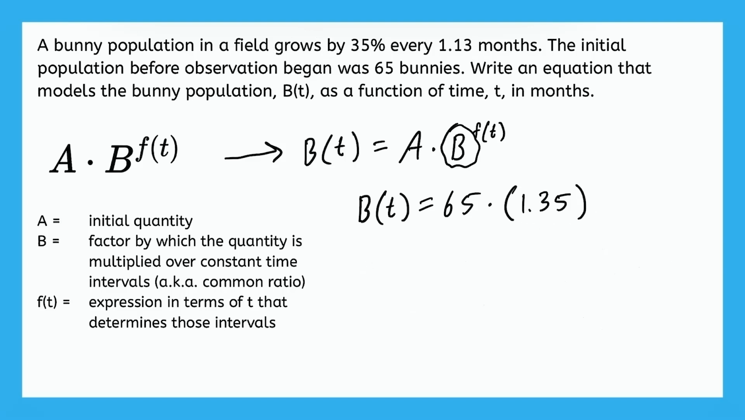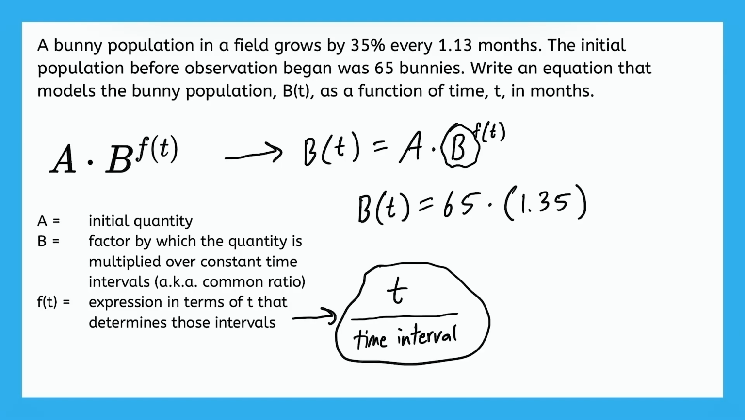All right, now let's look at f of t. It is an expression in terms of t that determines those intervals. So for our purposes in this lesson, f of t is just going to be t over the given time interval. In this case, we have 1.13 months. And pretty soon you'll see why this, the t over the time interval, makes total logical sense. So in this case, the time interval, the denominator, is going to be 1.13.